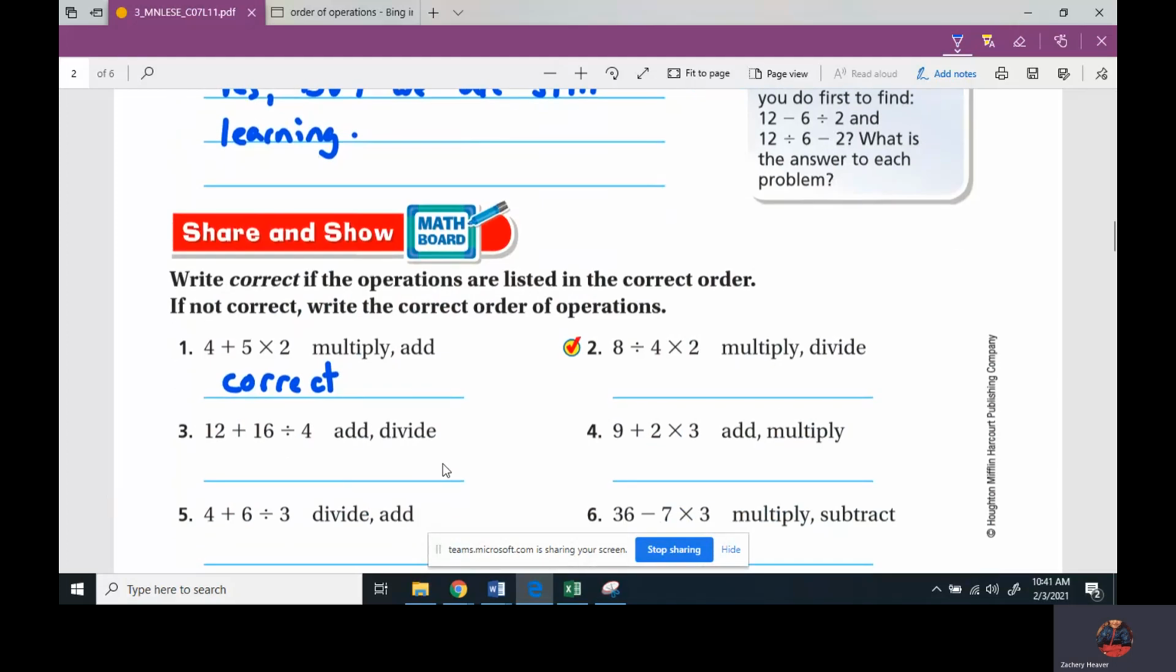This one says I have to multiply first, then divide second. Well, if we look, multiply and divide is the same level, so we have to go left to right. So really, we have to divide first, then multiply second. Divide, then multiply.